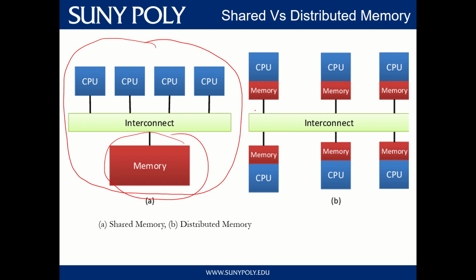Now the second alternative is distributed memory. Distributed memory is where you have multiple nodes, like multiple machines. In each machine you have memory and you have the processing unit. So this is distributed memory processing.